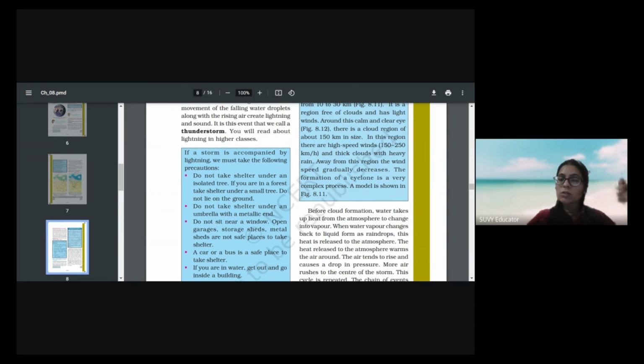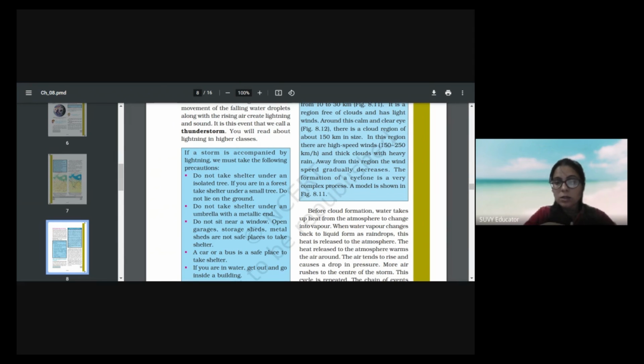When water vapors change back to liquid, that means condensation of water vapors forms raindrops. After water is converted into vapor, the vapor will condense again into water in the form of rain droplets. This heat is released into the atmosphere, and all these activities take place in the atmosphere only. The water has taken the heat from the atmosphere to convert into the vapor state, and when it condenses into water again, it will release the heat back to the atmosphere. Okay, it has taken the heat from the atmosphere, and now it is releasing the heat when it is condensing.